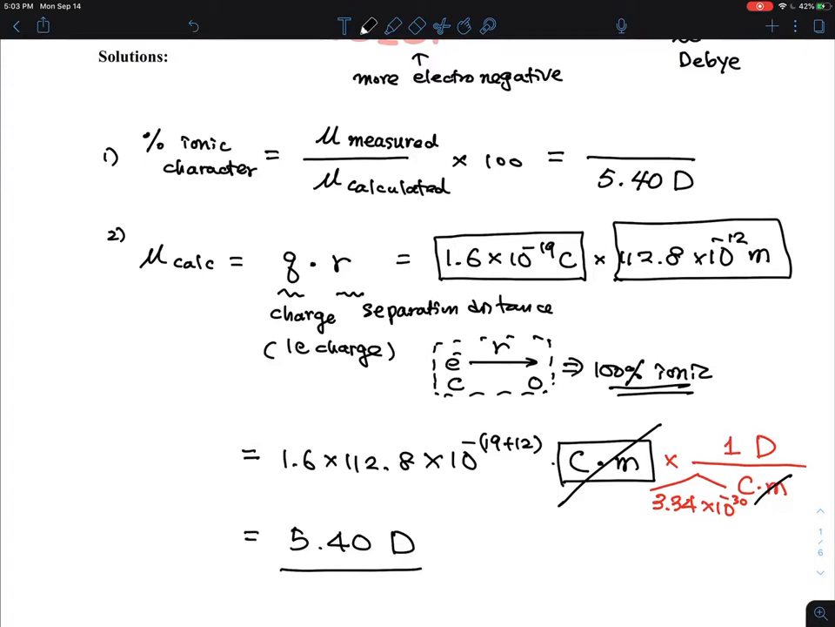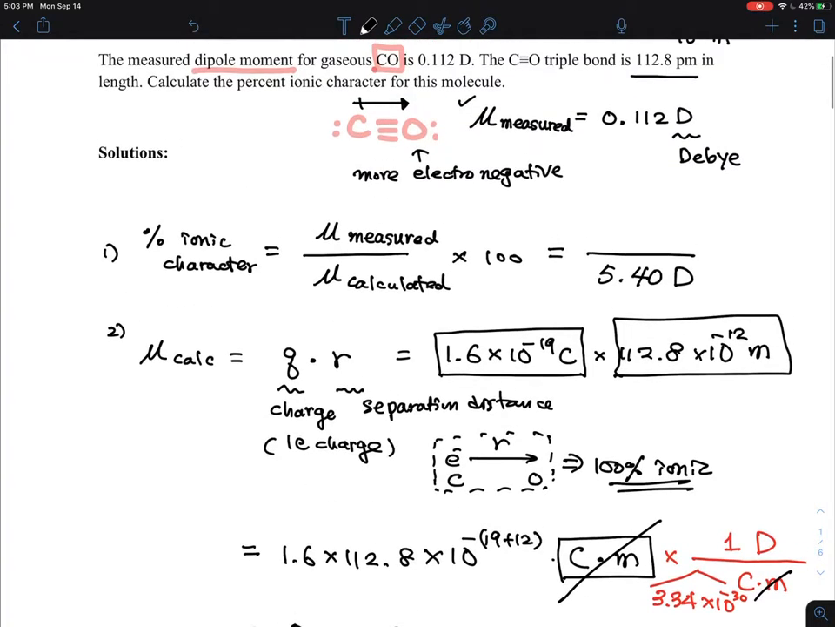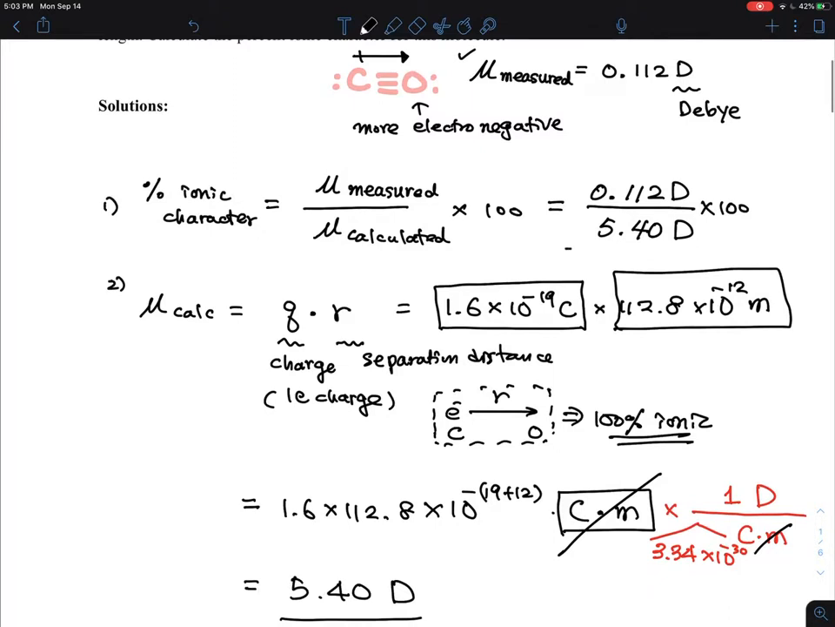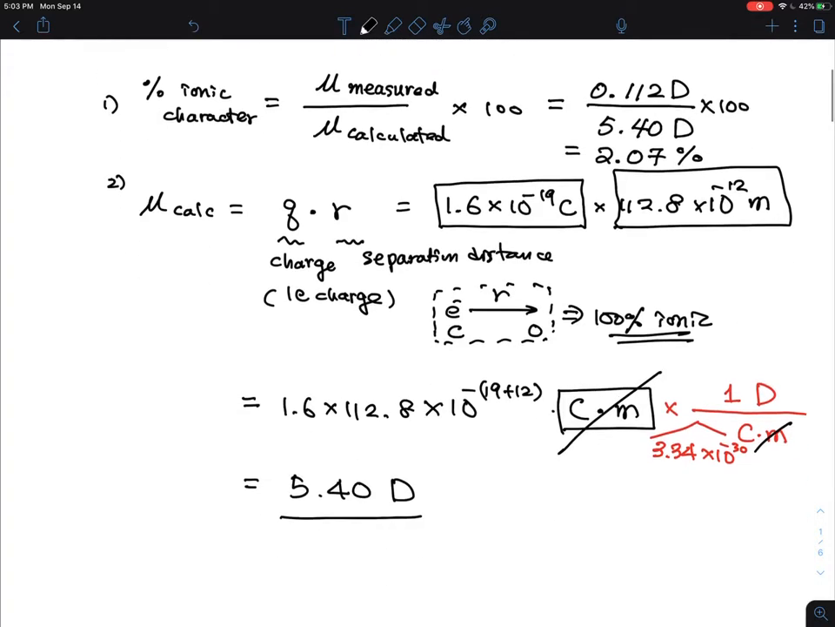Knowing the separation of the distance. Okay, this is a distance. Whereas the measured one is 0.112 Debye. So that will be the essential nature of the polarity, the ionic character. And then this one will be essentially 2.07%.